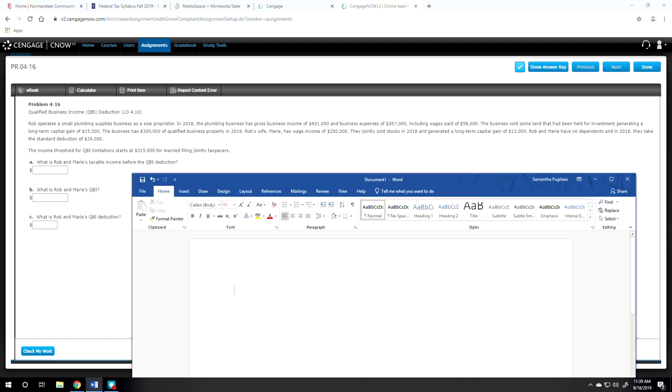Okay, so problem number 16. So we have Rob. He operates a small plumbing supply business as a sole proprietor. Remember, a sole proprietor is a pass-through entity or a flow-through entity, which means the income just flows right through to the tax return of the individual taxpayer. There's not like a corporate tax return or anything like that. In 2018, the plumbing business has a gross business income of $421,000.